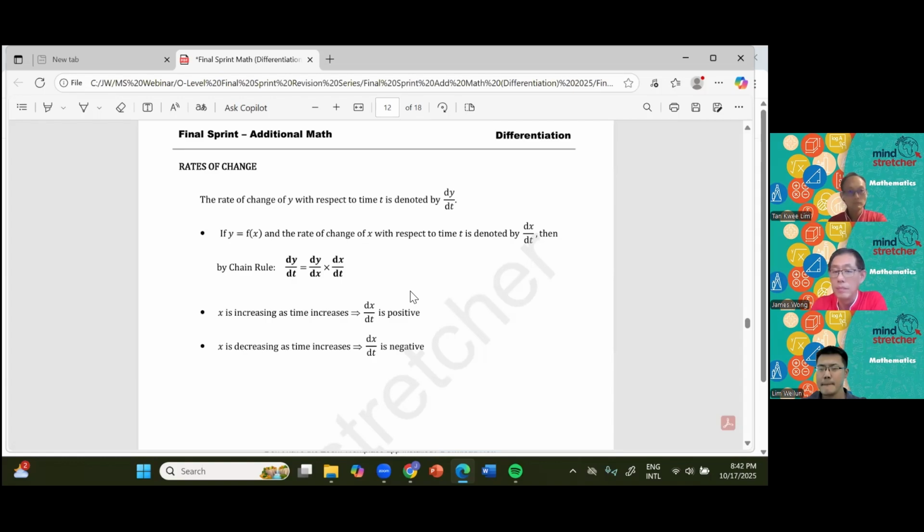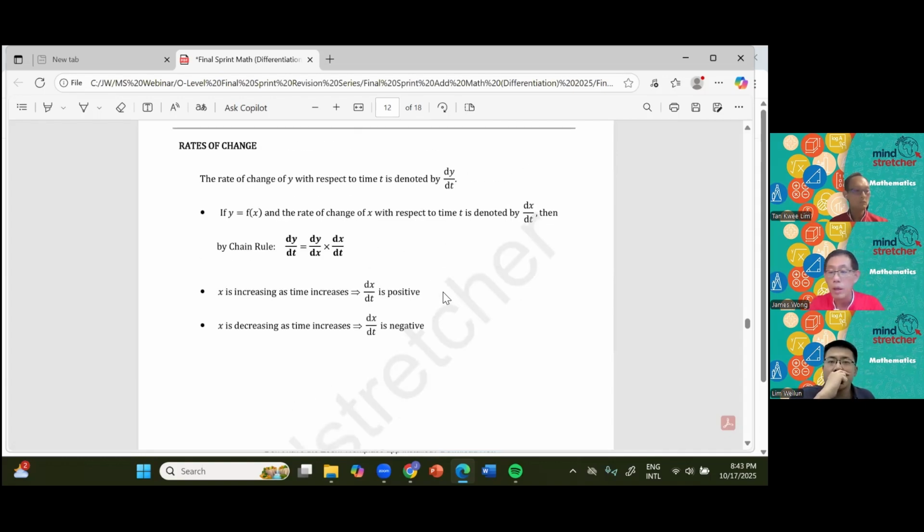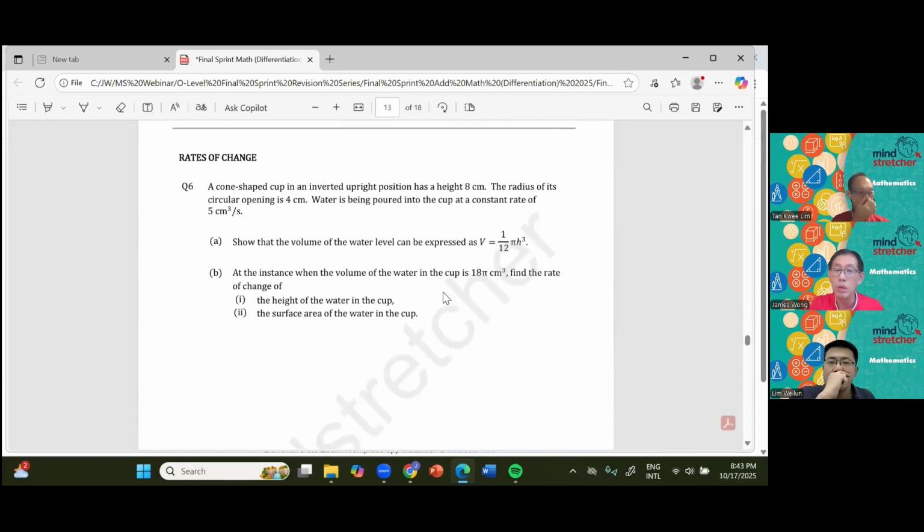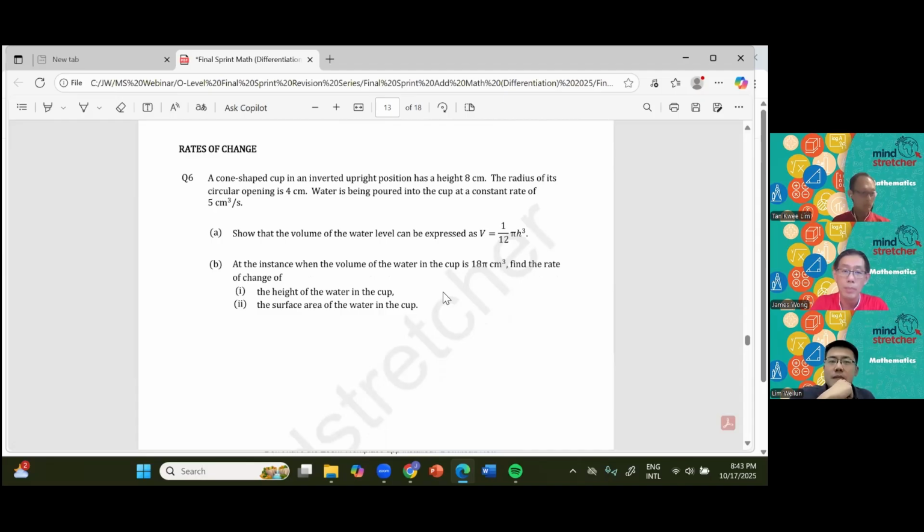or dx/dt. And if the rate of change is positive, for example, let's say your x is changing positively with time, that means your dx/dt will be a positive value. Otherwise, if it's decreasing, then your dx/dt will be negative. So always look out for that, because sometimes they may just give you a certain value, and you need to look out for whether it is going to be a negative value or a positive value. All right. So let me use the next question here to illustrate this, to show how we apply this to a question on rate of change.